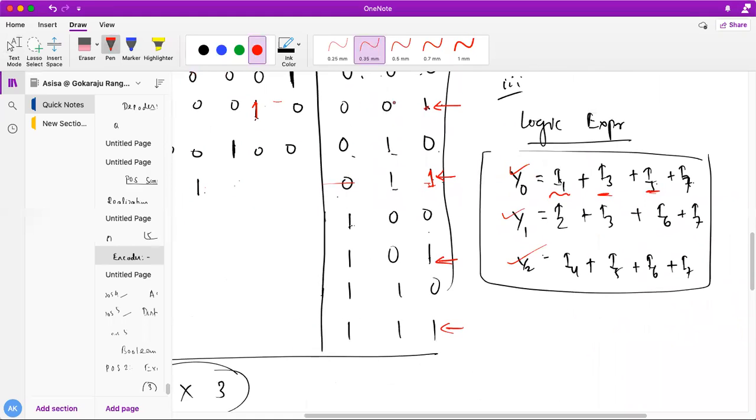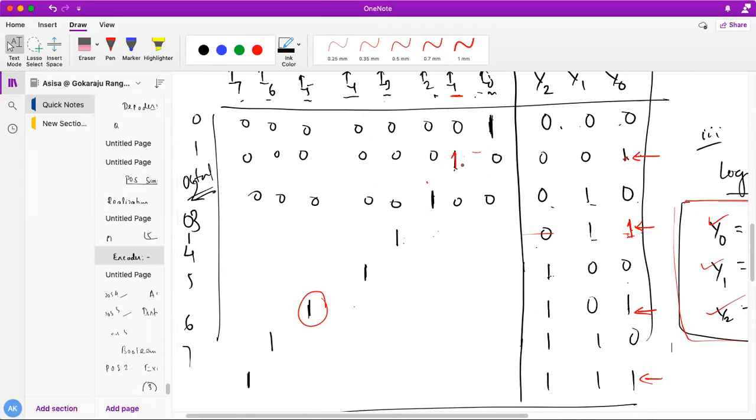Wherever 1 is present, what is the corresponding input at that time? 1. So you have to write down those logic expressions in that way. Is it not like min terms? No, it's not that concept, not min terms type. So this is the way it has inputs. From those inputs, those particular inputs will be connected to get the final output circuit. Okay, so this is the way an encoder can be designed.